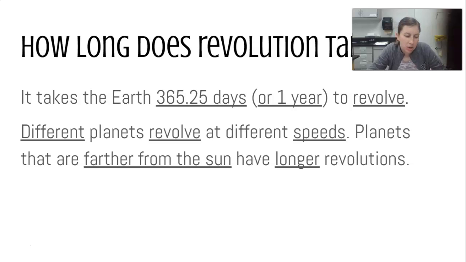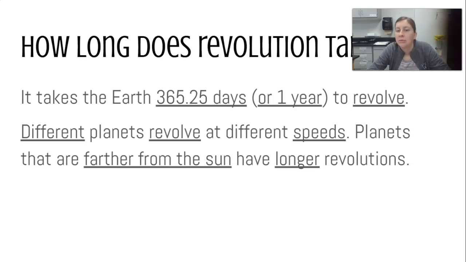So right now, it is not a leap year. So this year is 365 days, but to make the full way around the sun, we need that extra 6 hours or so. So we say it takes 365.25 days, or 1 year, to revolve one time.